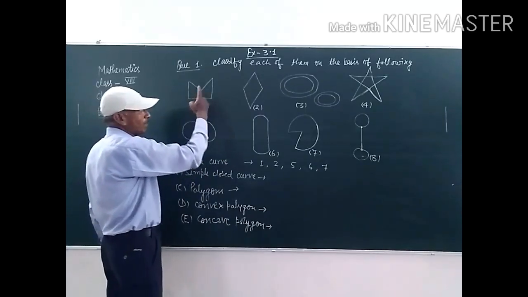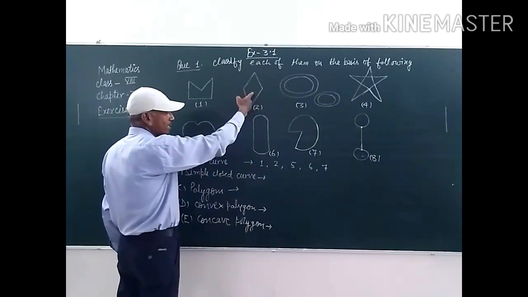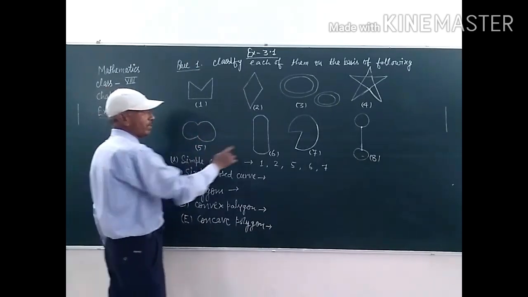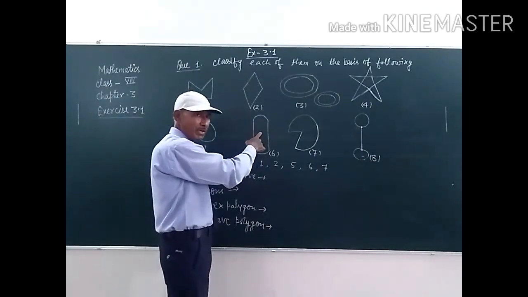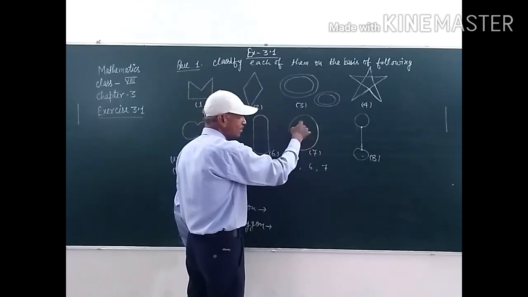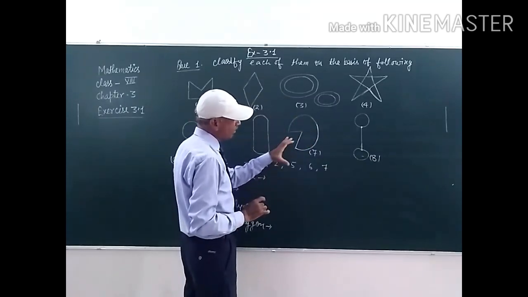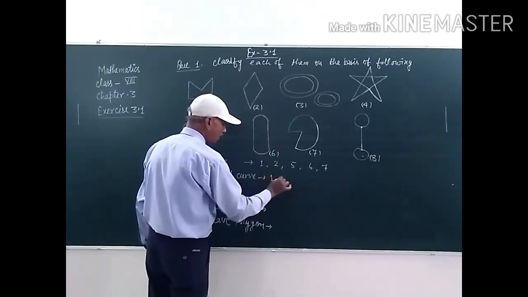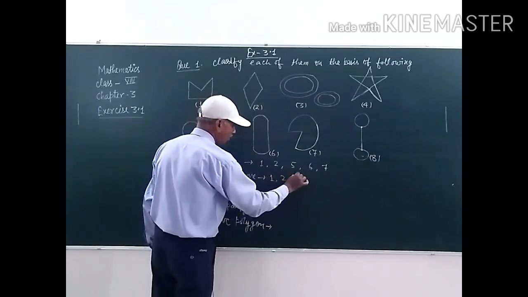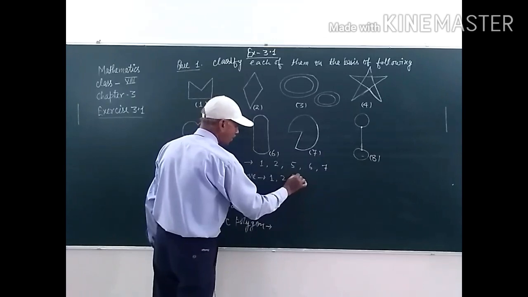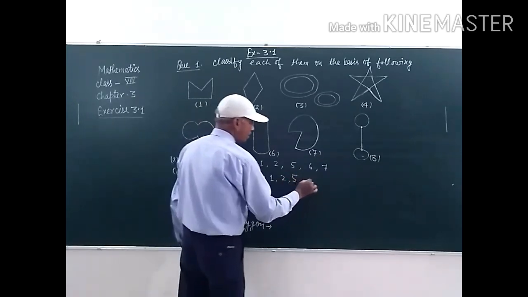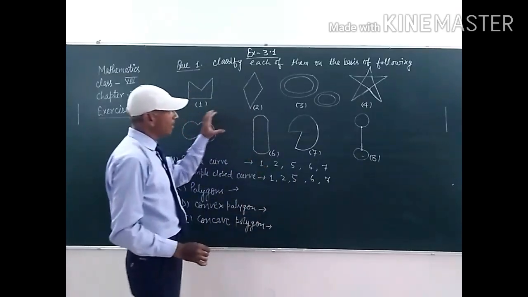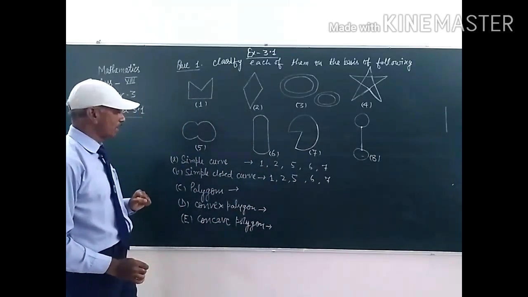This figure is a simple closed curve. This figure is also a simple closed curve. And this is also a simple closed curve. This figure is also a simple closed curve. And again this figure is also a simple closed curve. So, we have to write the answer 1, 2, 5, 6 and 7. Again, these all are simple closed curves.